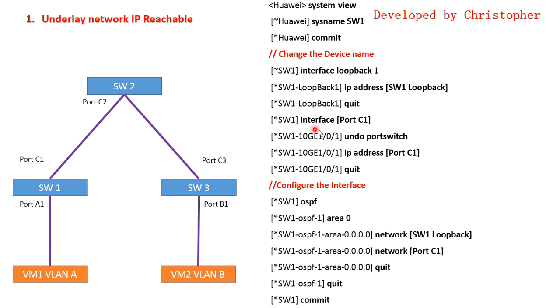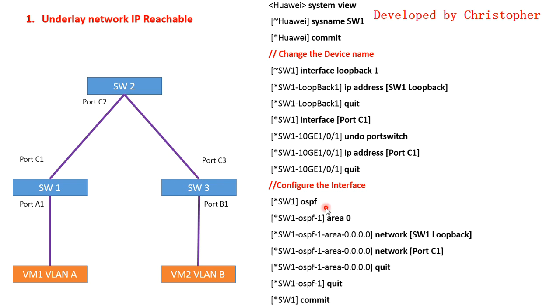So as you can see here, the interface port C1 has "undo portswitch", which means port C1 is a layer 3 port, but normally in the switch all of the ports work at layer 2. If we type undo portswitch, it will be changed to layer 3 view, and then set the IP address of port C1, and then quit. This code will be copied in switch 1, switch 2, and switch 3. We just configure the IP address and loopback address of each other, C1, C2, C3.